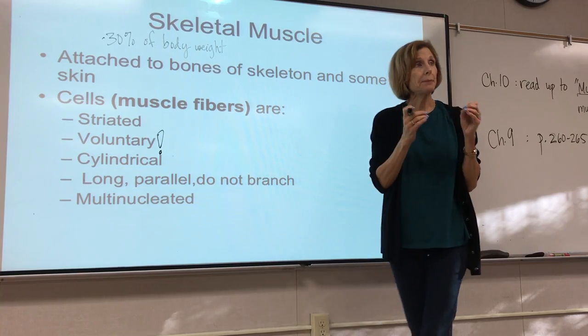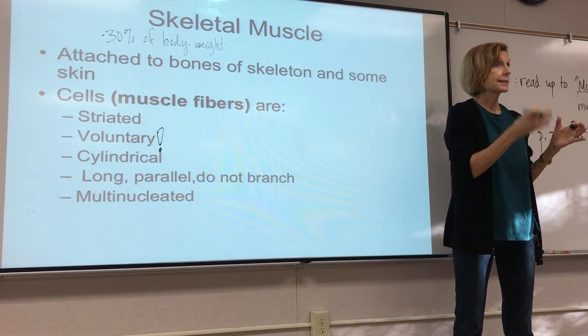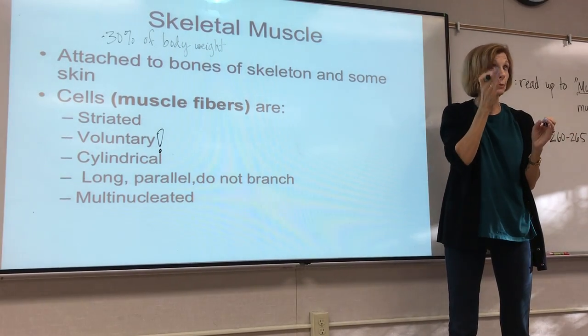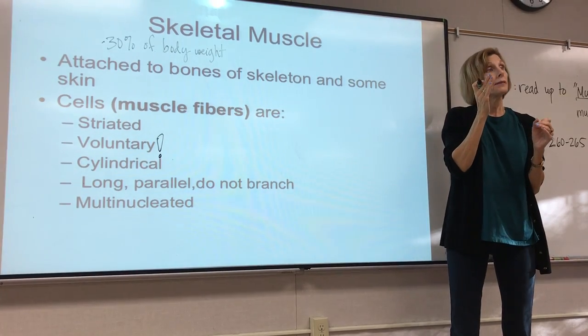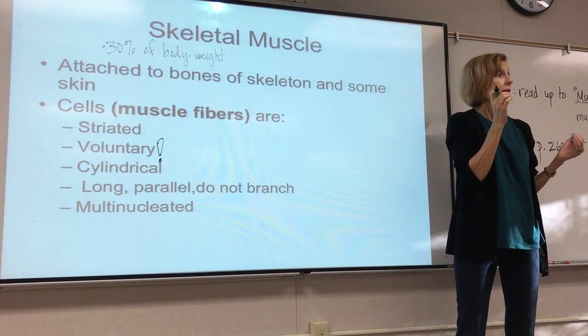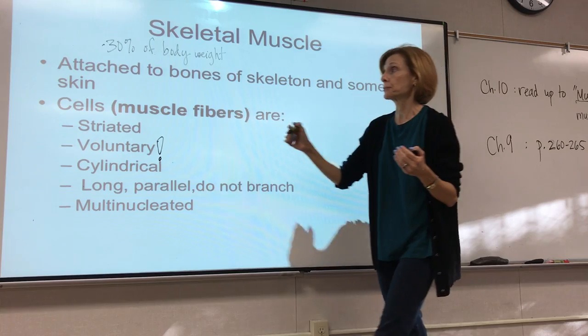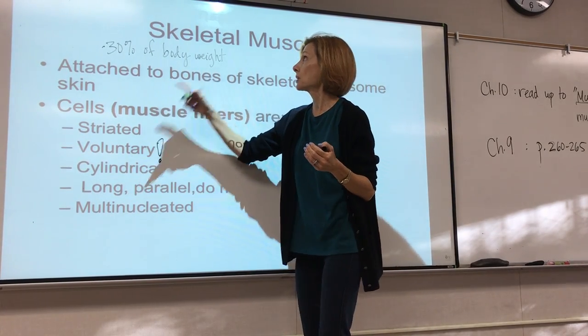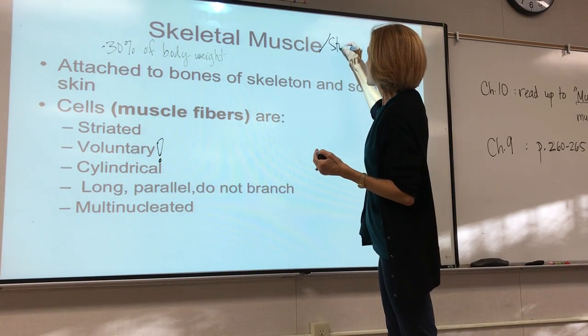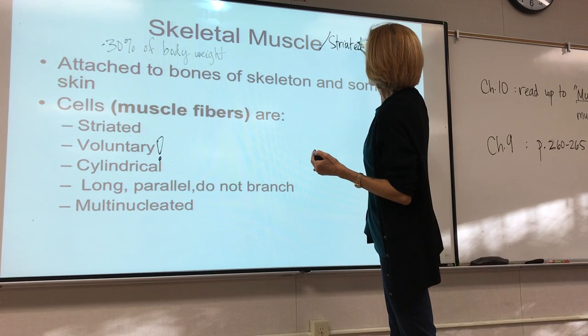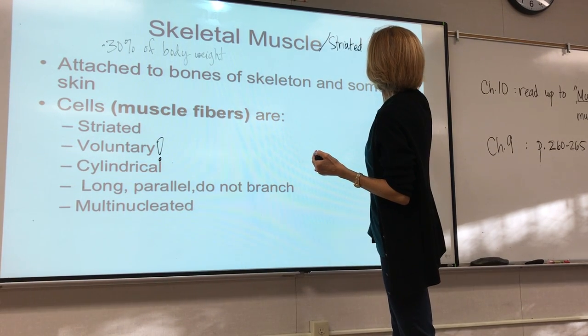When you look at this type of tissue in a microscope, you will see what look like little stripes. These are called striations. So this is actually another name for this tissue. You can call skeletal muscle striated muscle. It's another name for it. Either name is fine.